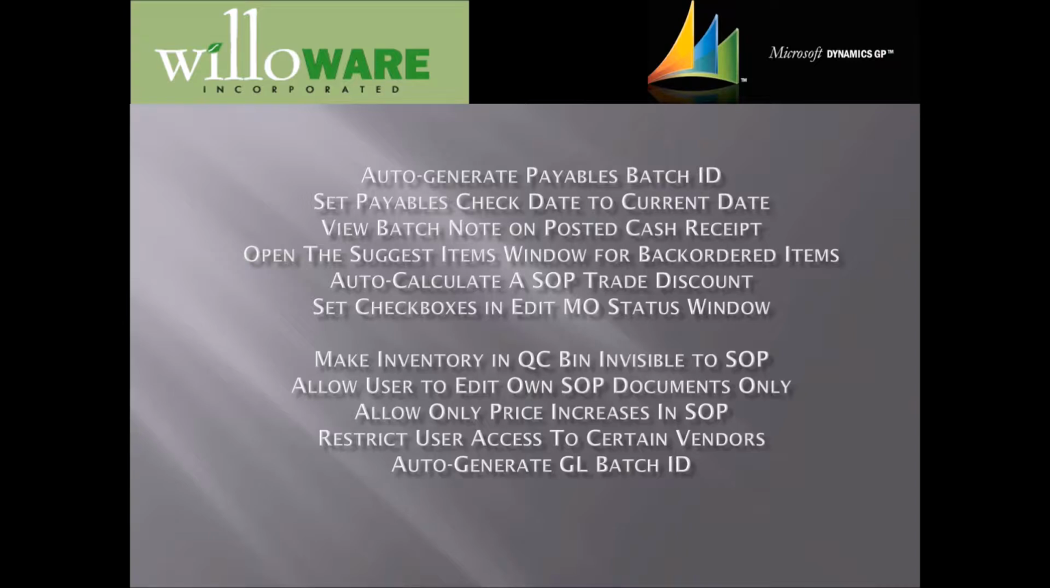View batch note on a posted cash receipt. This one is kind of interesting. The cash receipt entry window has a batch field, and when you create a cash receipt batch, you can add a note to the batch. That's all viewable and editable while you are working with an open transaction, but once you've posted it, you can no longer get to that batch note.